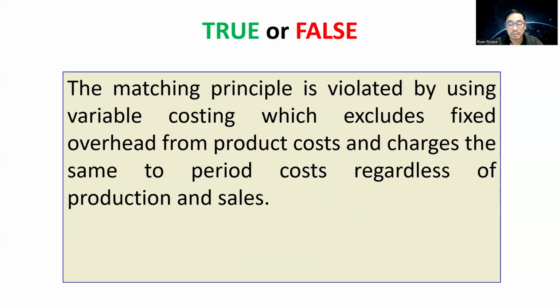Next, the matching principle is violated by using variable costing, which excludes fixed overhead from product costs and charges the same to period costs regardless of the production and sales. The answer is true. That is one of the limitations or disadvantages of using the variable costing method. And again, as mentioned in the lecture video, remember that only the absorption costing method conforms with GAAP.